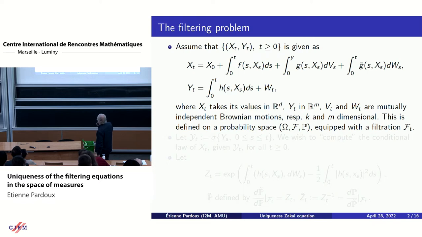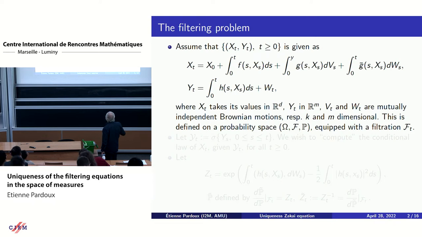So X takes values in R^d, Y in R^m, V and W are two mutually independent Brownian motions, respectively k and m dimensional. And this is defined on a probability space (Ω, F, P), equipped with a filtration F_t, and all processes are assumed to be progressively measurable, or if you like, adapted to the filtration F_t.